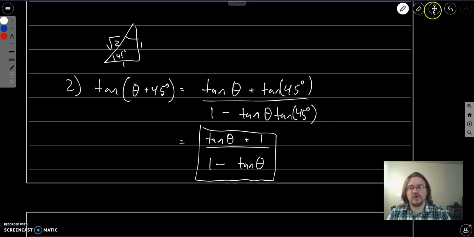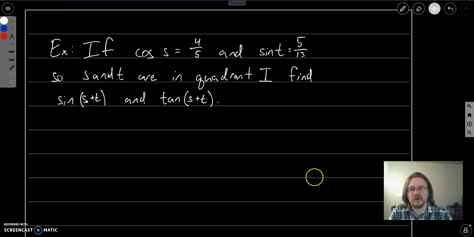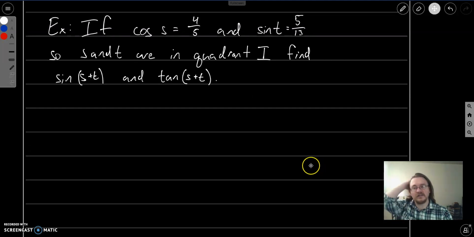So these are just some ways to use our formulas for the sum and difference of angles. Here we've got a question that looks a lot like one of the ones in the last section as well.